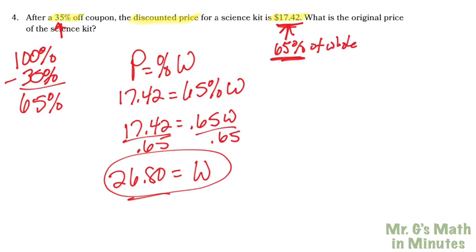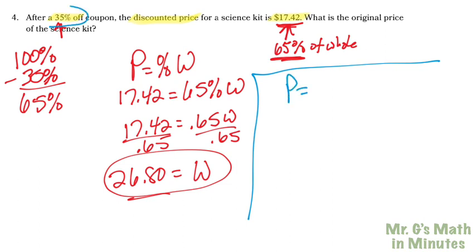Now, if you're doing this on a test and you're like, man, I don't know if that's right or not, go ahead and throw it into a new problem. So I'm going to go ahead and show you how we can easily check this answer. So we were looking for the discount price. It told me I had a 35% off coupon in the original problem. So here's 35% off. 35% off of what whole? Oh, I just found it. $26.80. Let's check to see if this is right.